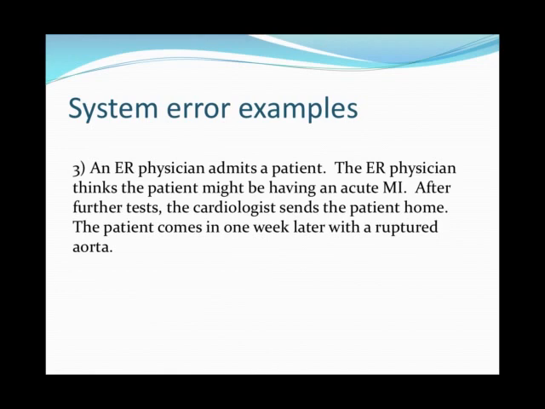Last one, an ER physician admits a patient to the hospital. The ER physician thinks the patient may be having an acute MI. A cardiologist sees the patient, orders a few more tests, and sends the patient home because he's pretty sure it's not an MI. The patient comes in 1 week later with a ruptured aorta. So what happened here?